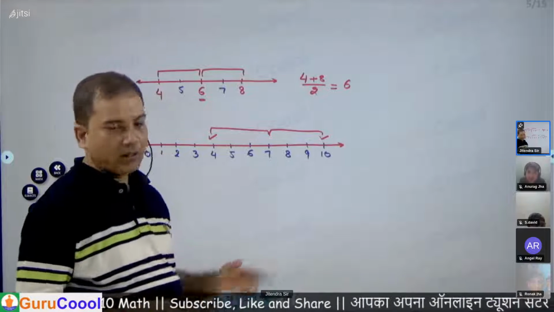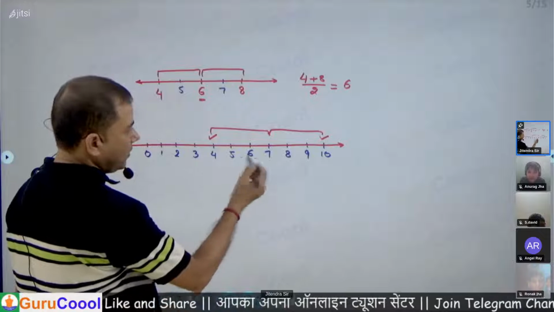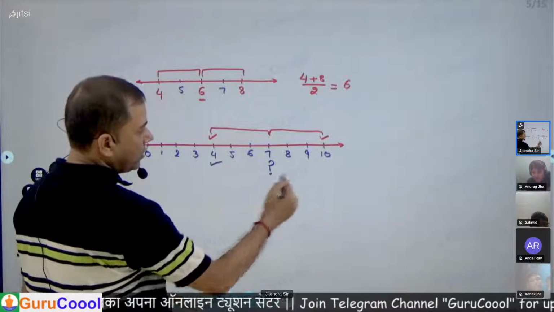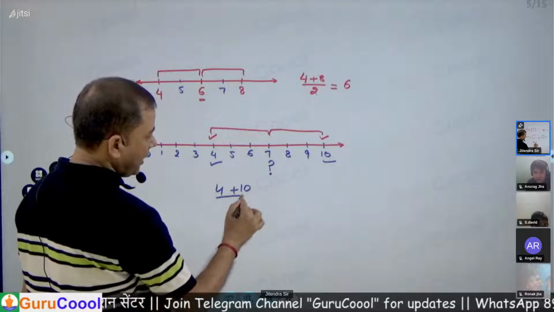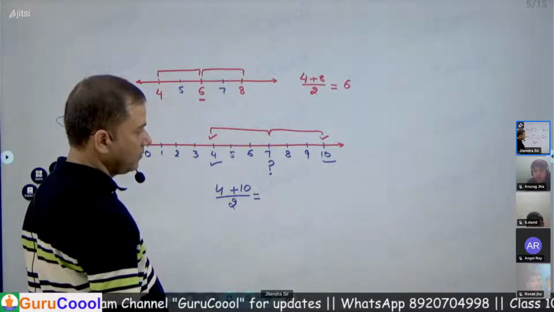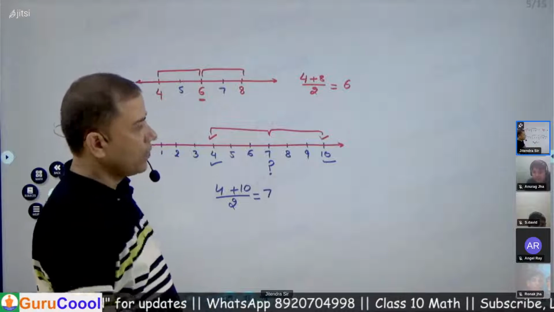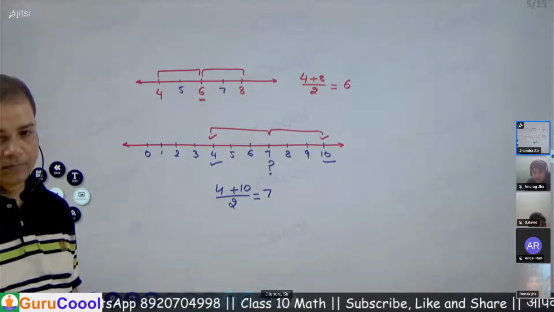Now let us check that the method is working or not. You want to find the mid number between 4 and 10. So add 4 and 10, divide by 2. What do you get? 7. That means the method is working.